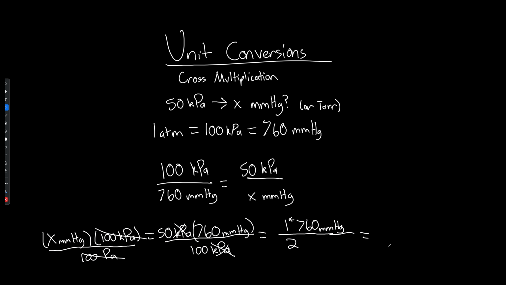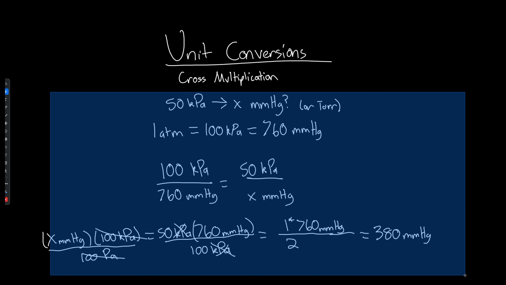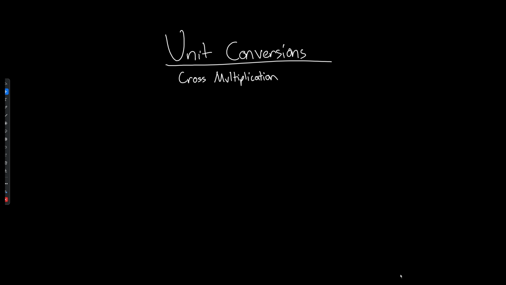Which is roughly, you can estimate this as much as you want, but it's basically going to be about 380 millimeters of mercury. Your answer is just going to be right around there. It's going to be pretty easy to pick them out. So we'll do one final conversion that, as you can see, just as long as you can set up cross multiplication, these unit conversions are going to be really easy.